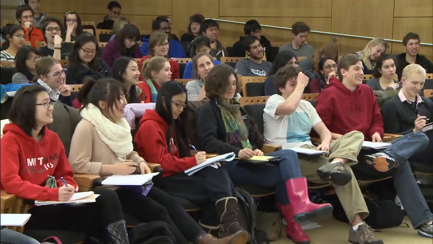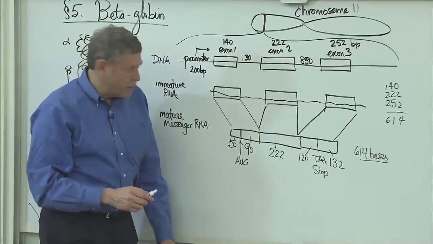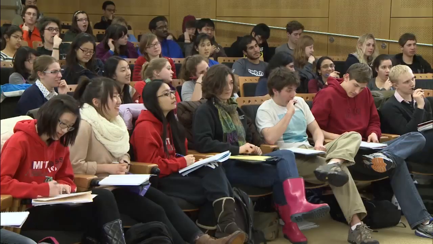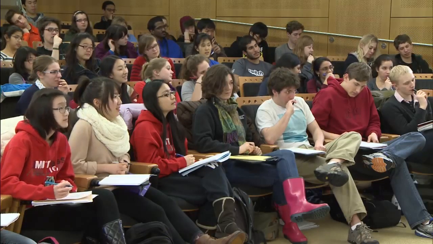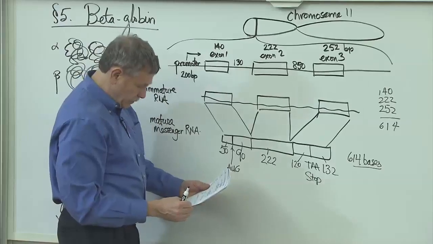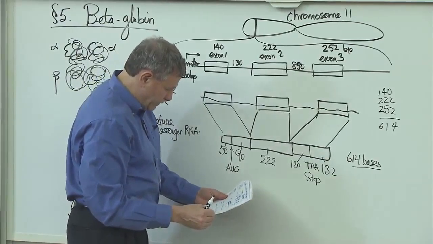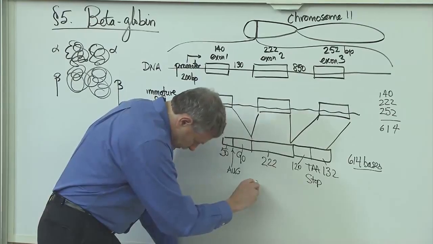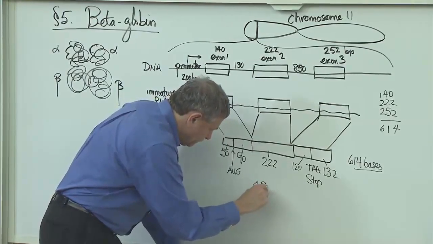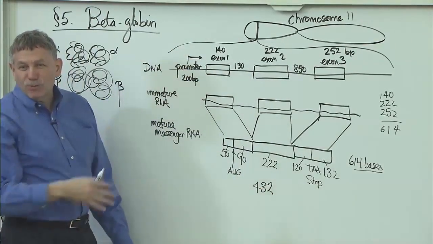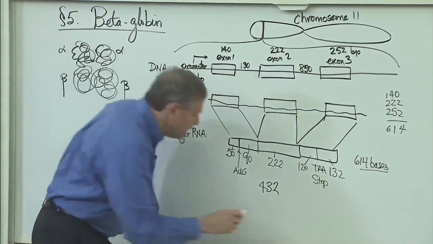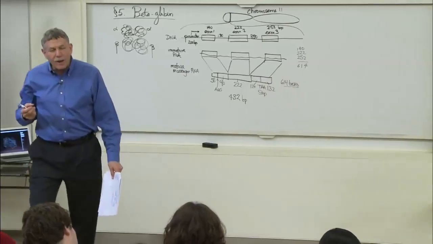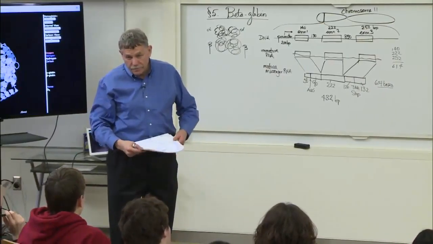How long is the coding region? 90 plus 222 plus 120 is what? 432, yes, that's what I get too. I think that's about right, if I've got it correct. It's 432. In case any of my numbers are wrong, it's still illustrative, right? Okay, 432 bases. So how many amino acids are encoded?